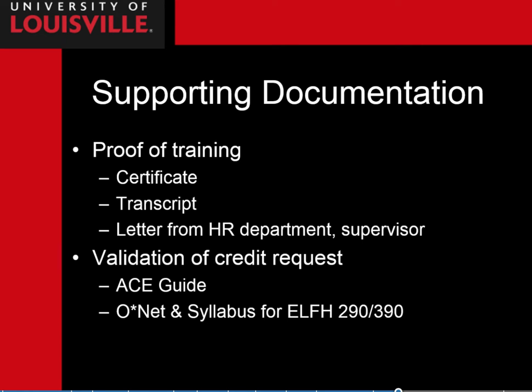Now let's discuss the supporting documentation that is required for your request of Occupational Training Learning credit. First, you'll need to include proof that you completed the training. This could be a certificate or a transcript, or even a letter from your HR department or your supervisor. The documentation does not need to be lengthy. However, it should include your name, the type of training completed, and the number of training hours included.